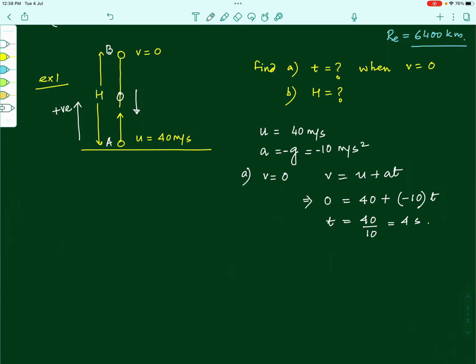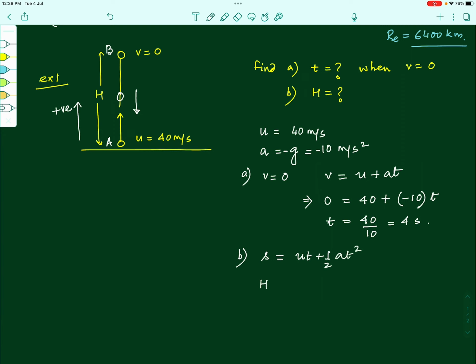Once it reaches B, understand that it will start falling down once again, isn't it, and will reach back the point A. In fact, you can prove that it takes the same time back to come down from B to A also. Now, for the second part of the question, to find out this height that the ball travels, we can maybe use the second equation of motion to get the displacement from A to B, that is nothing but the height, right. So, s is equal to ut plus half at squared will give us the value of h.